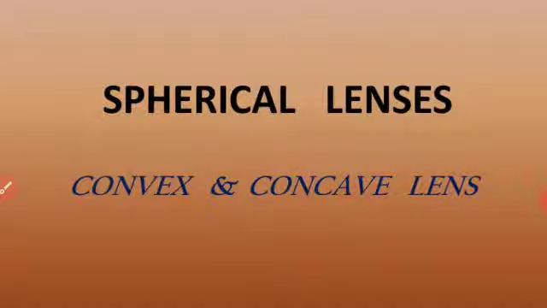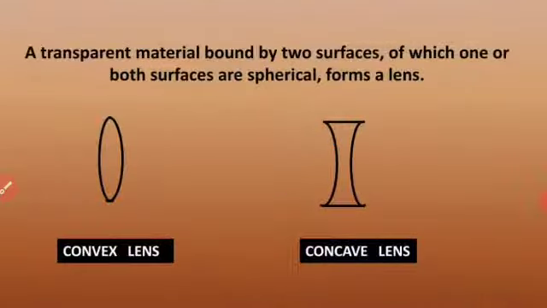So let us start. The statement says that a transparent material bound by two surfaces, of which one or both surfaces are spherical, forms a lens. Let us look at the key words of this statement and understand. It starts with a transparent medium. Yes, the object that is taken to make lenses is transparent in nature. It has to be, because it is going to refract the ray of light.